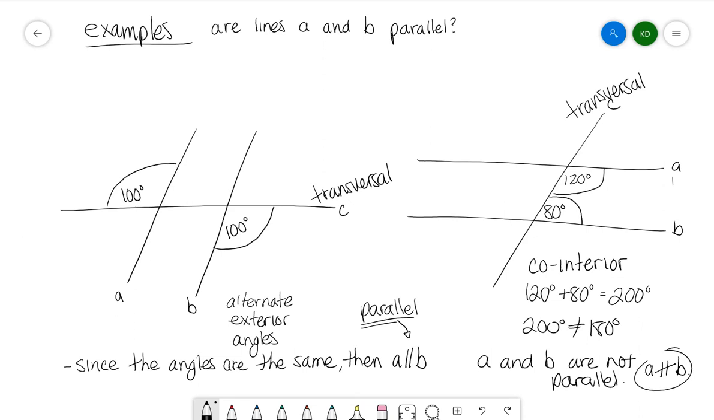These two examples show you how we can use our definitions to identify if two lines are parallel or non-parallel. I hope this video helps you. Let me know if you need any help.